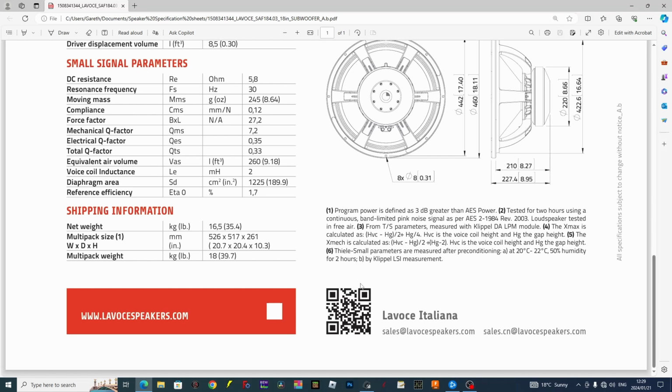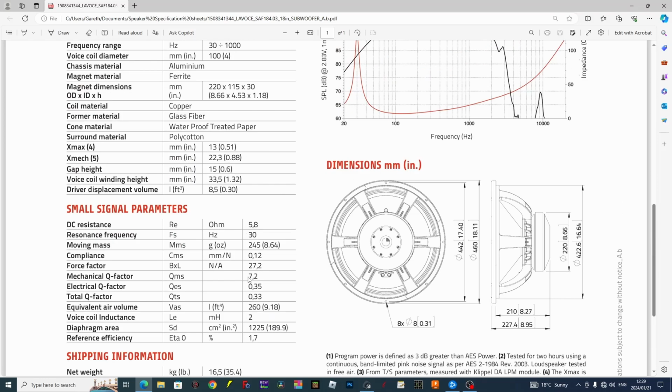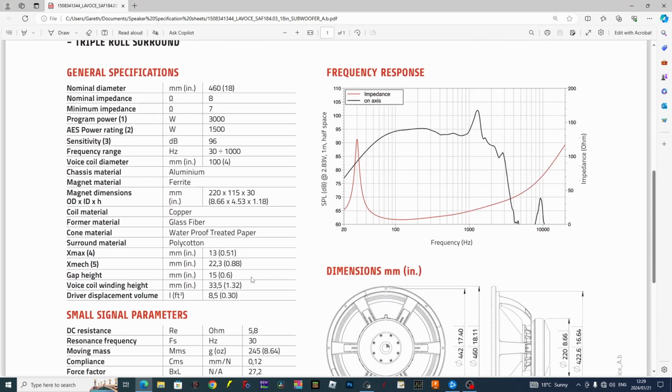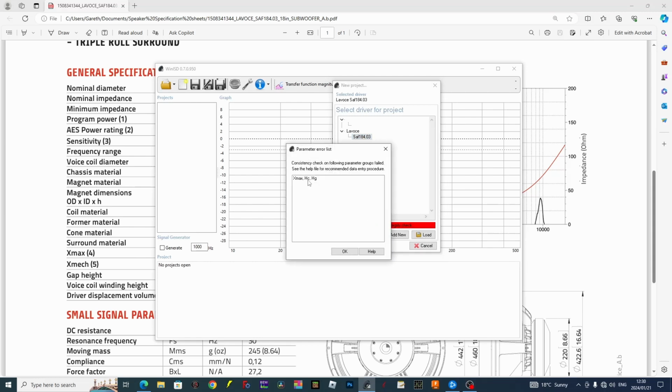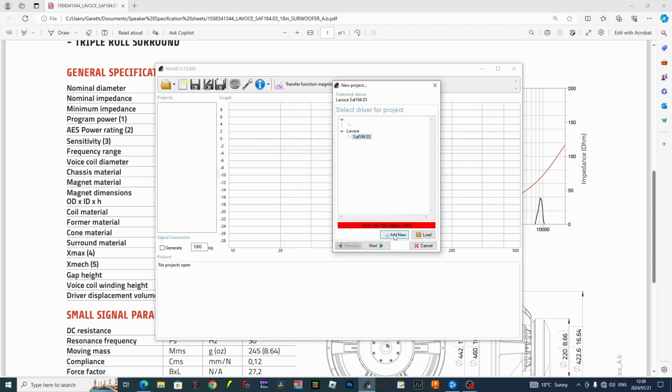However, because they still have usable motor force, it is plus the height of the gap divided by 4, which in fact gives us 13 mils worth of Xmax. And when you actually go and punch this in, it's going to tell you that the driver data integrity fails. And if we have a look over the driver Xmax, height of the coil, height of the gap, very important to understand. So we are going to go next.